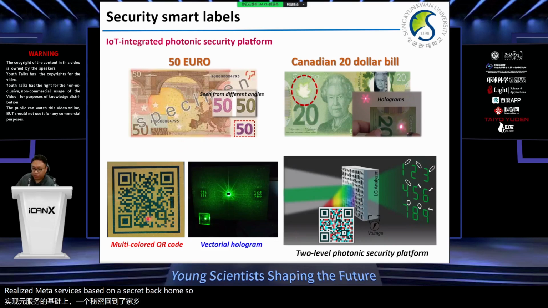The device looks like a multicolored QR code, and if you shine a laser on the device, you can project hologram patterns, but they have specific polarization states. So we call it a vectorial hologram. So it can work as a tool-level photonic security platform.